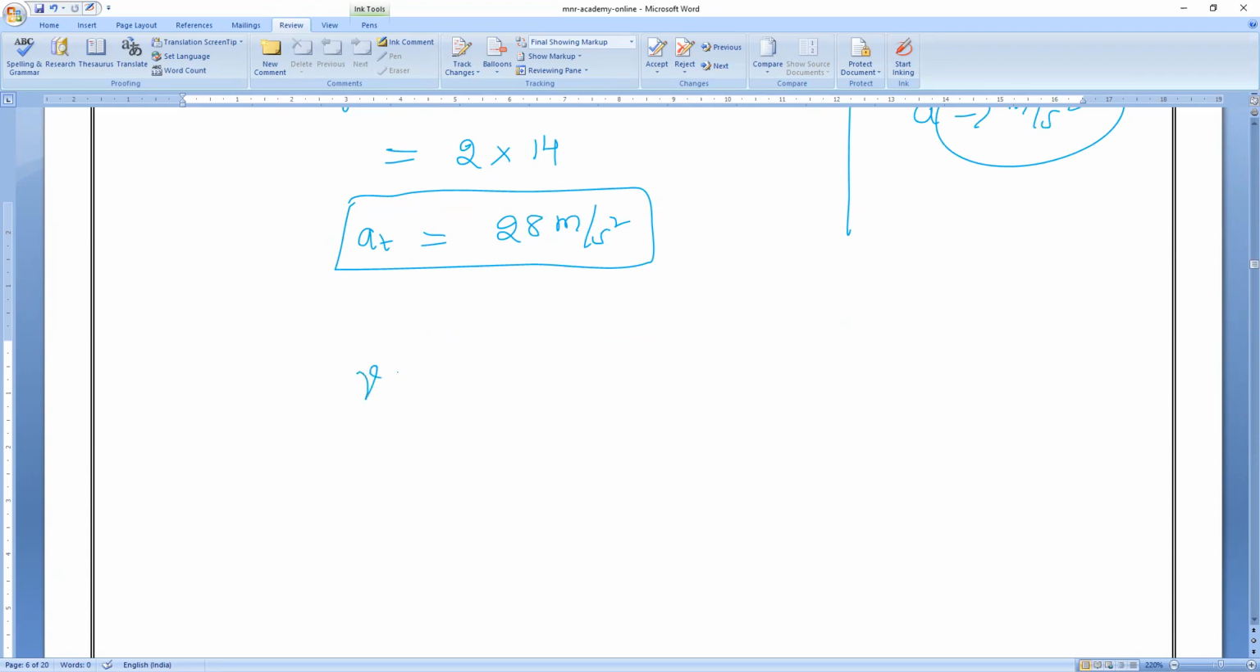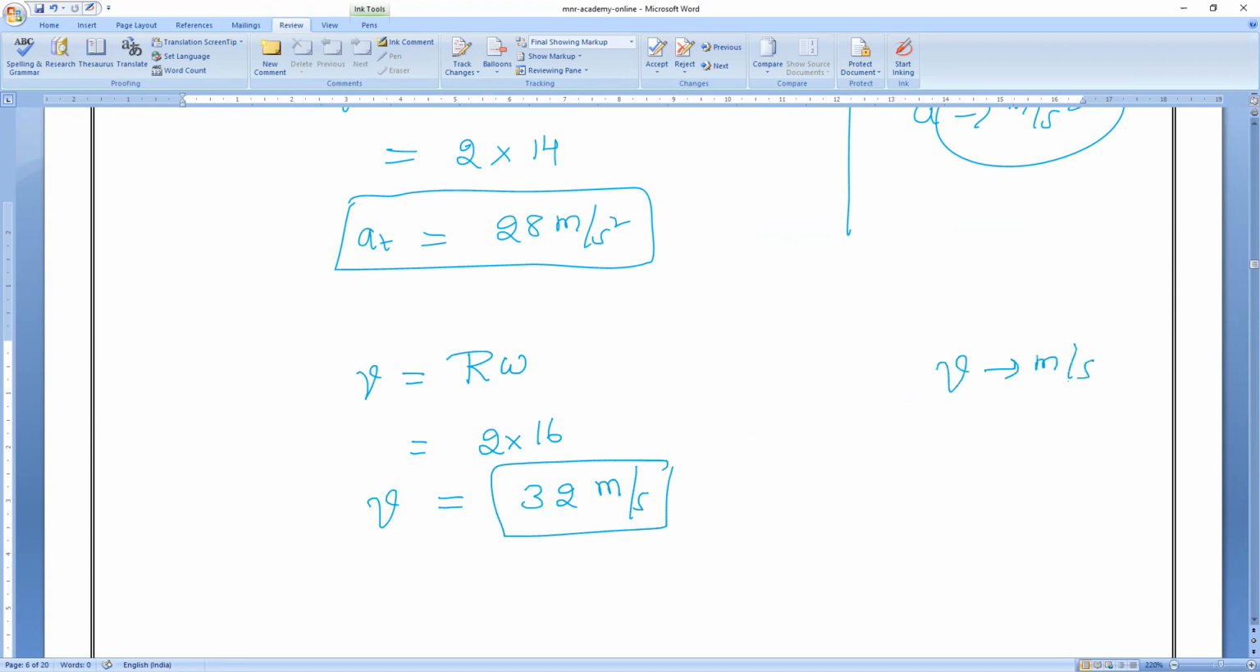Next, linear velocity. What is the linear velocity formula? Radius into angular velocity. Radius is 2. Angular velocity is how much, guys? 16. So which is equals to 32 meter per second. So what is the velocity unit? Meter per second. Angular velocity unit is radian per second. So be very careful.